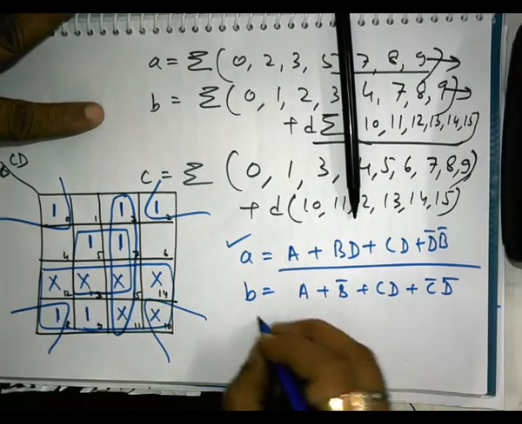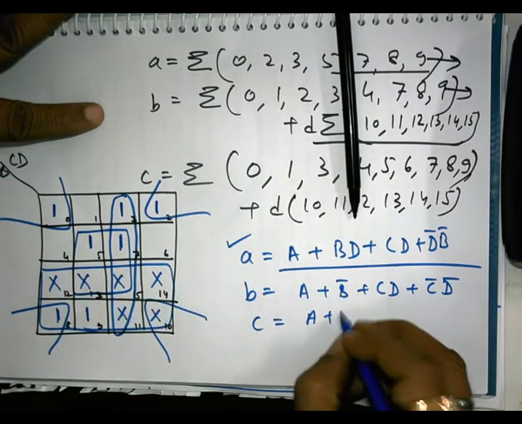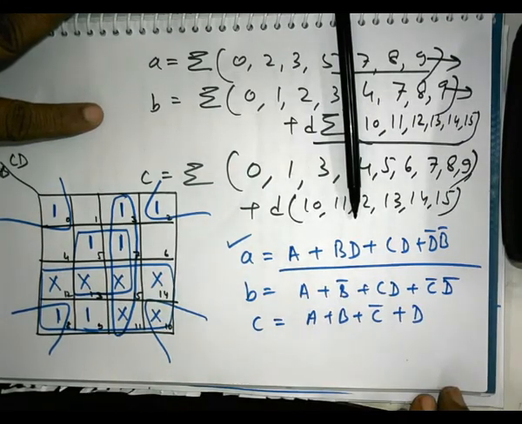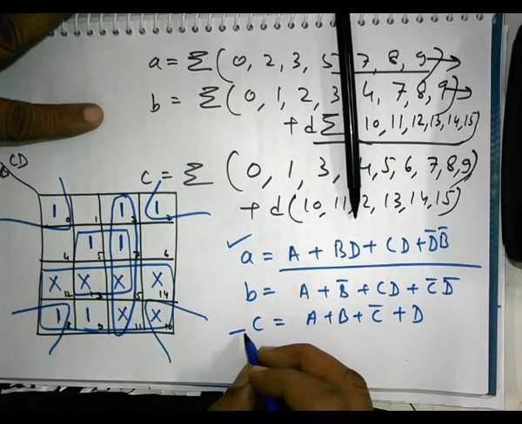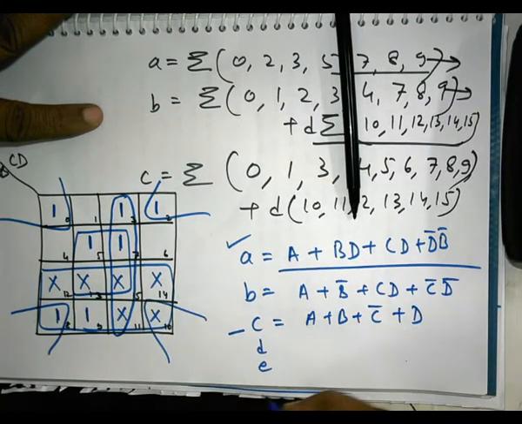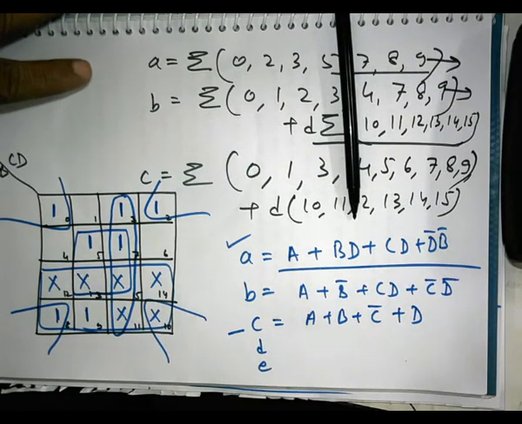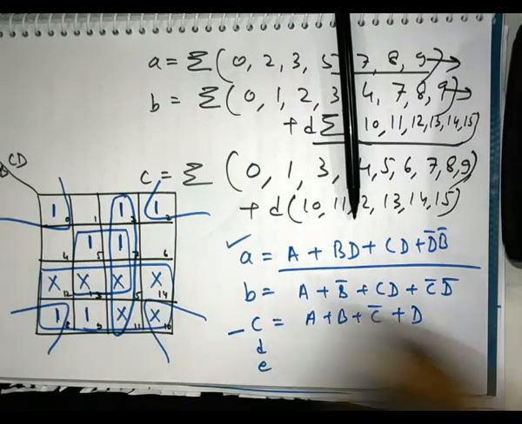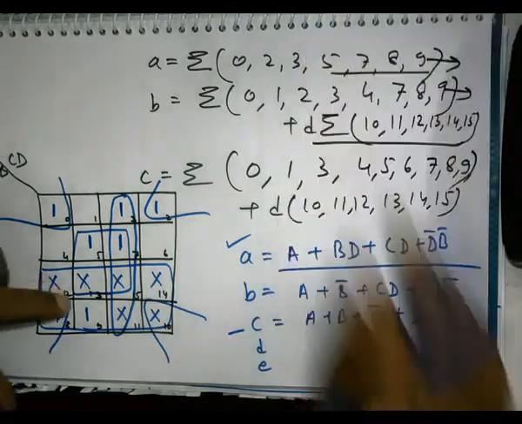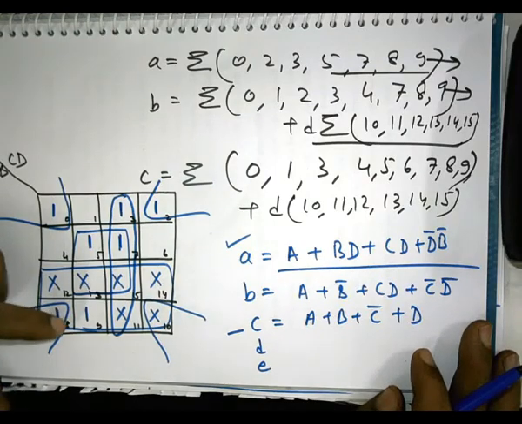Then C will come out to be A plus B plus C bar plus D. Okay. This is for segment C. Then segment D, segment E, segment F, segment G and segment H. And then you will make this circuitry, making the logic gates. That circuitry which is made this way is known as BCD to 7 segment decoder.